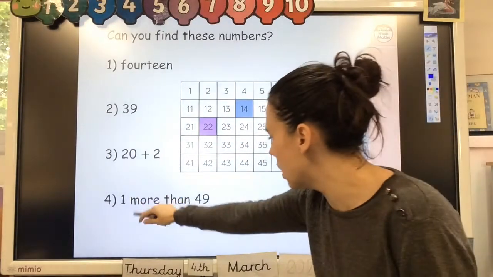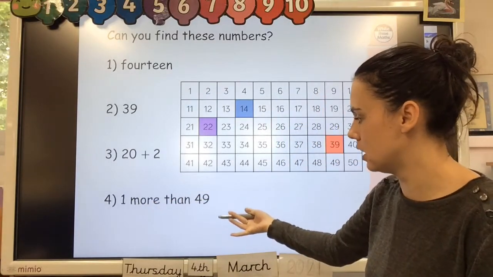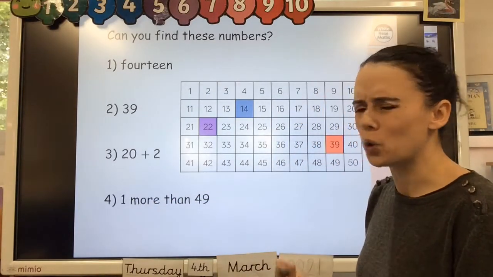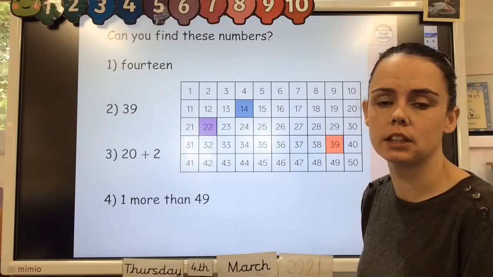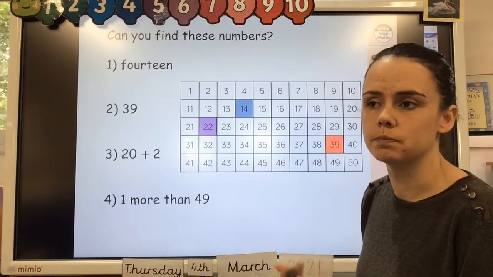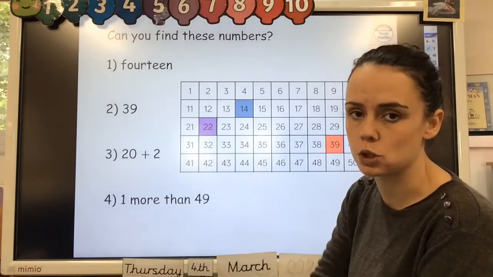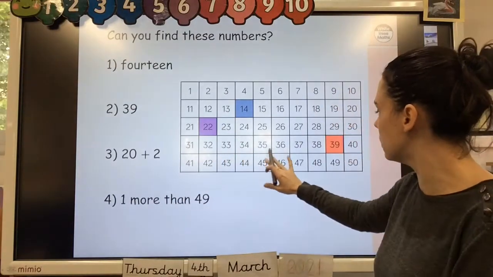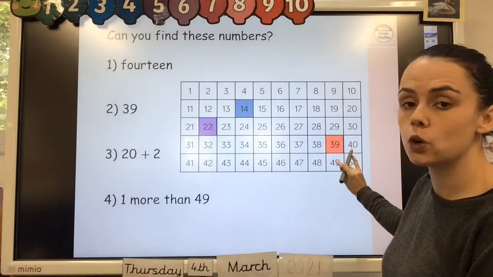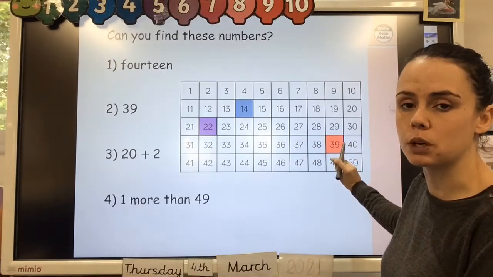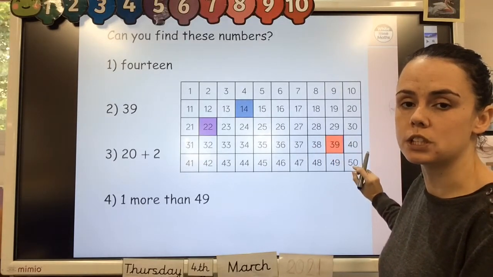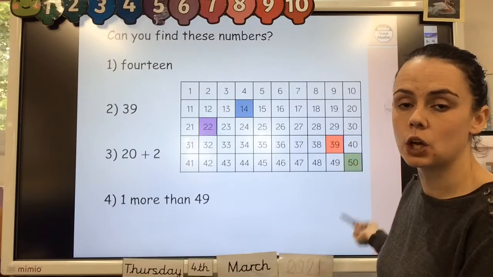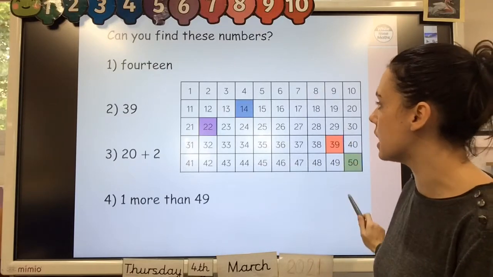And our last one isn't an addition. It says 1 more than 49. So what's 1 more than 49? Let's find 49 and then we'll count on 1 more. So 40, 1, 2, 3, 4, 5, 6, 7, 8, 9. 49 and it says 1 more then. So we're going to move along 1. 49, 50. Well done. So there are our answers there.